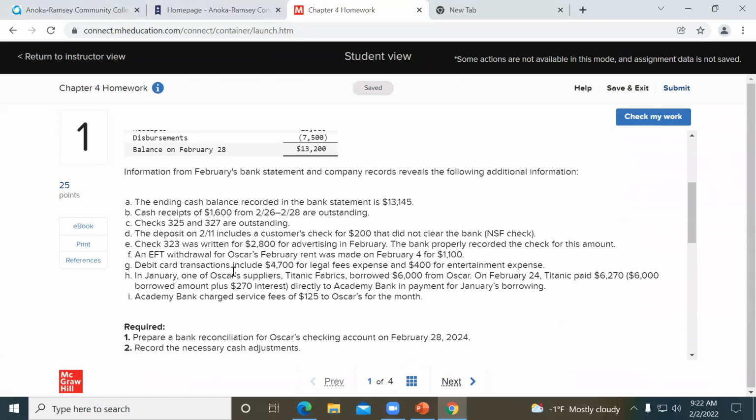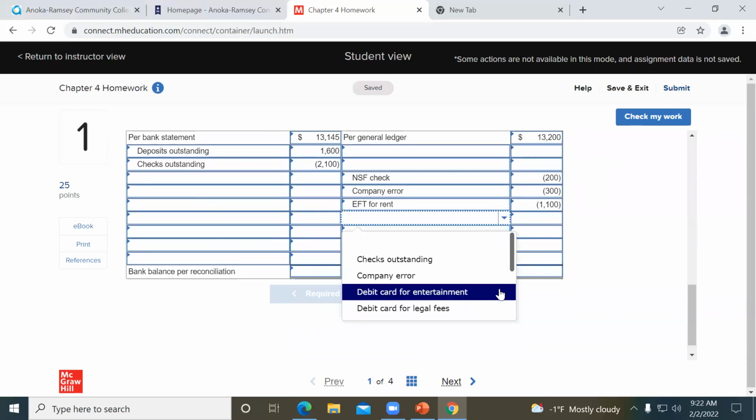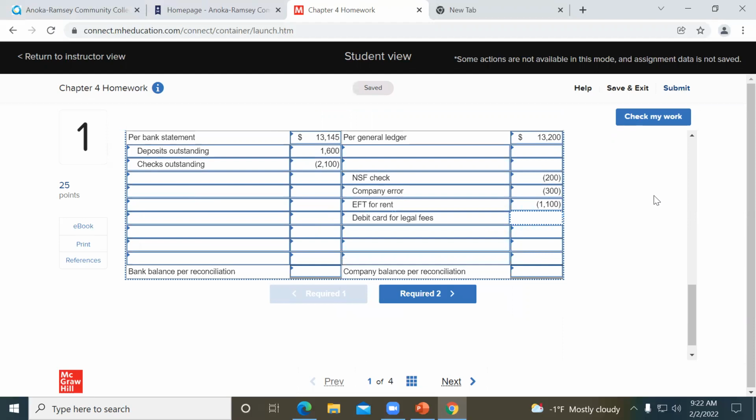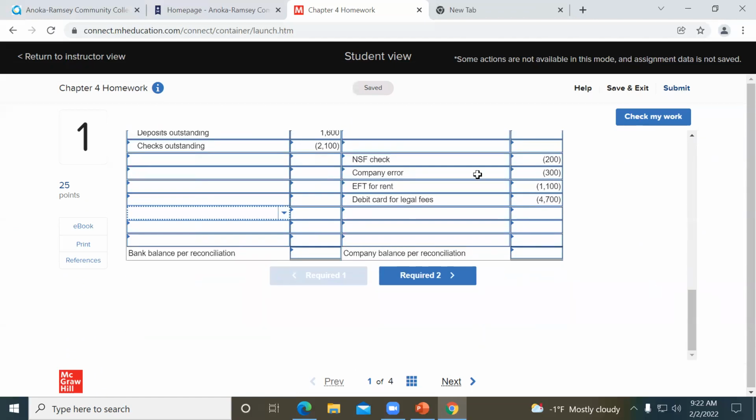Debit card transactions include $4,700 of legal fees expense and $400 of entertainment expense. So they're telling me they hit the bank, but we didn't record it yet. So we are going to show debit card for legal fees minus 4,700. And what was the entertainment? 400. Yeah.